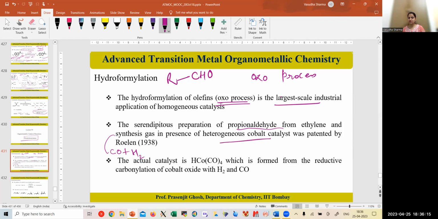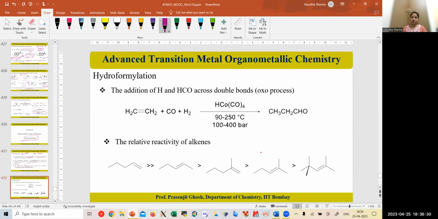In the presence of a cobalt catalyst, it was patented by Roelen in 1938. The actual catalyst is HCo(CO)4, the cobalt carbonyl hydride, which is formed by the reductive carbonylation of cobalt oxide with H2 and carbon monoxide. So what is the reaction for hydroformylation? The addition of H and HCO across a double bond happens. We take an internal or terminal alkene; this is a terminal alkene, ethylene.